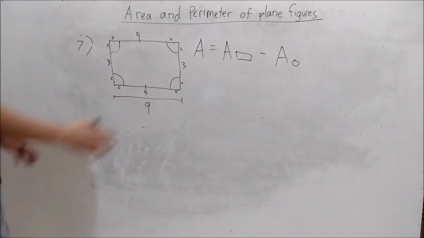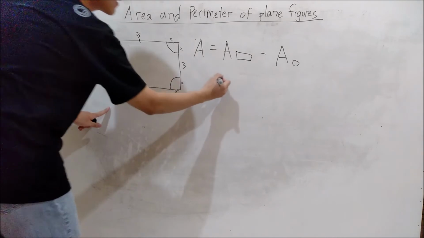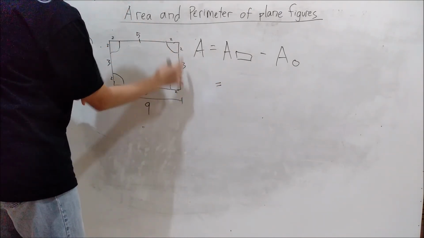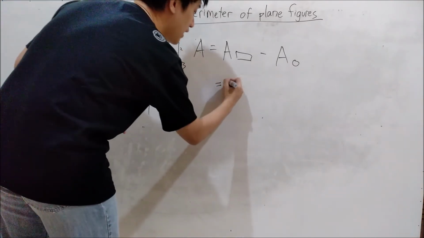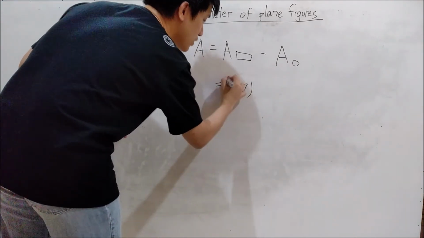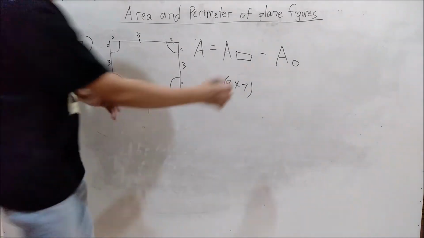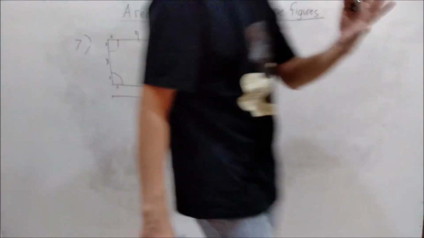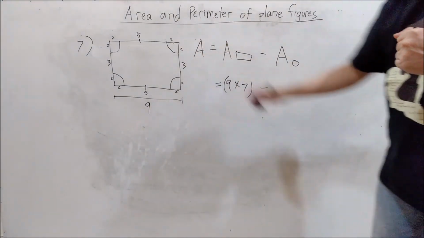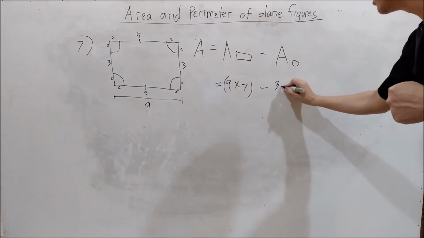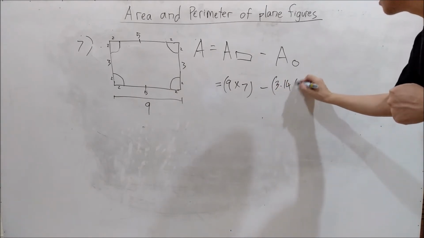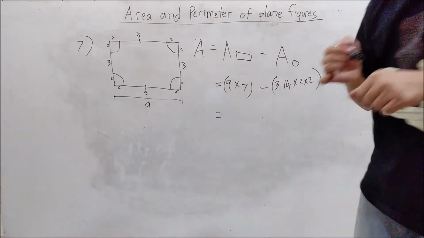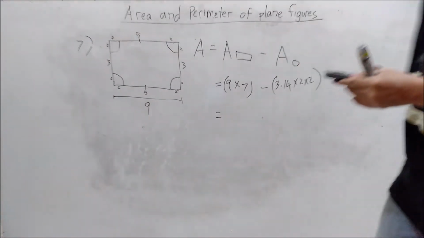What is the area of the rectangle? We know that the length is 9 and the breadth will be 3 plus 2 plus 2, which is 7. So 9 times 7 gives us 63, minus the area of the circle. The area of the circle is pi r squared. The r here is 2. So 3.14 times 2 times 2, which is 3.14 times 4.